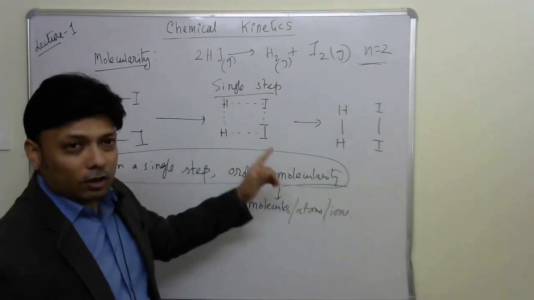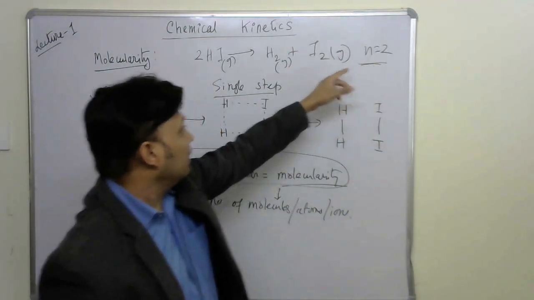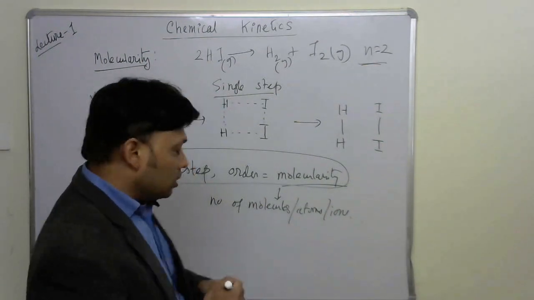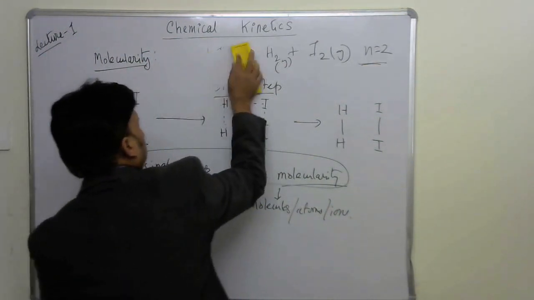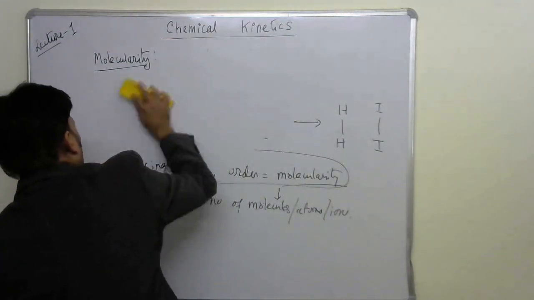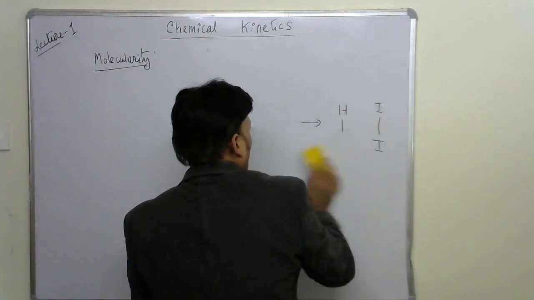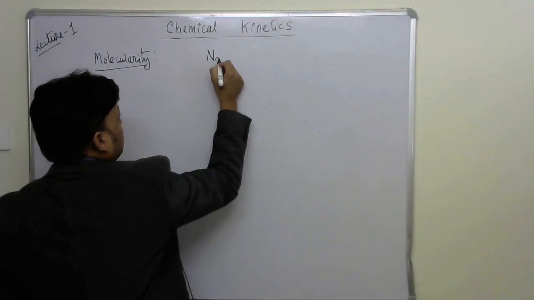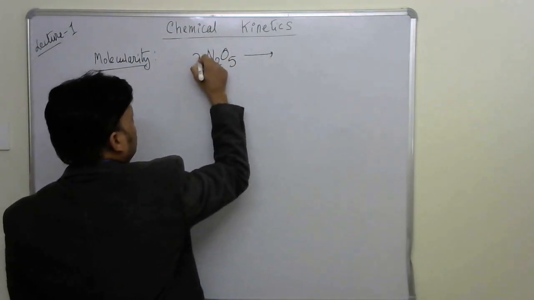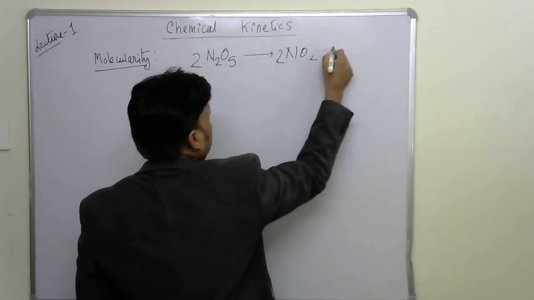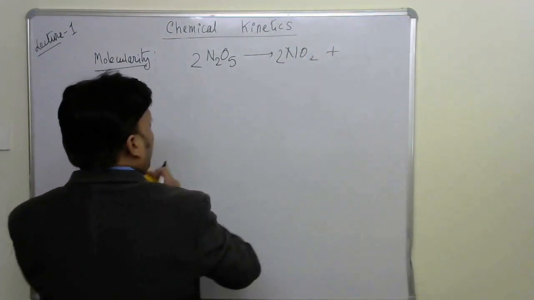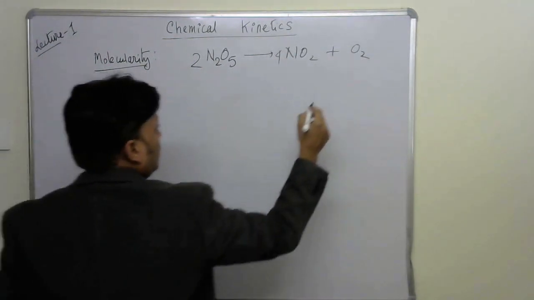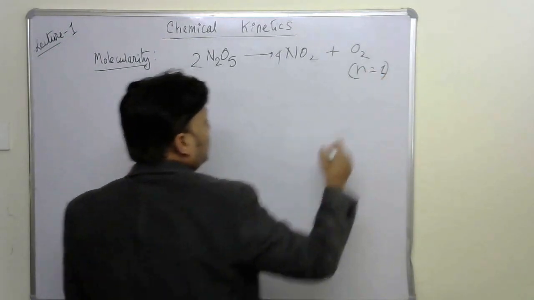Here we did not get the order matching with the stoichiometry of the reaction. So let's recollect that particular chemical reaction once again, and it would help our understanding of molecularity even better. That reaction was the dissociation of nitrogen pentoxide, N2O5. It dissociated into nitrogen dioxide and oxygen gas. Here the order was equal to 1.